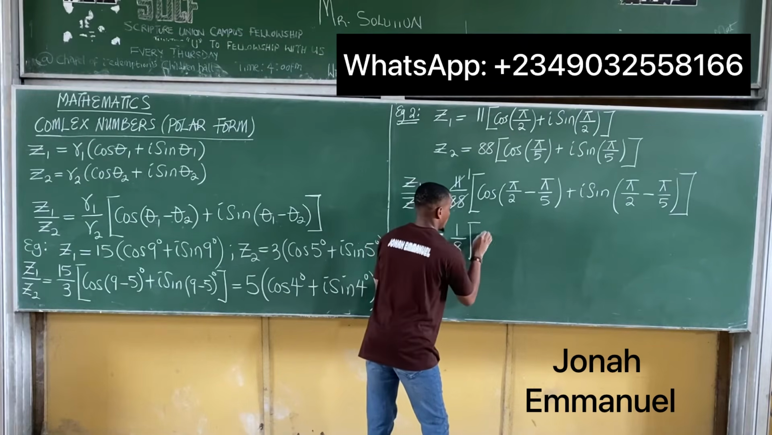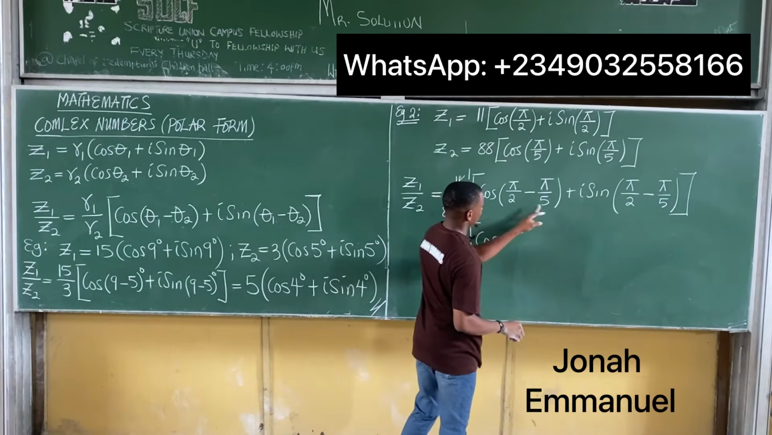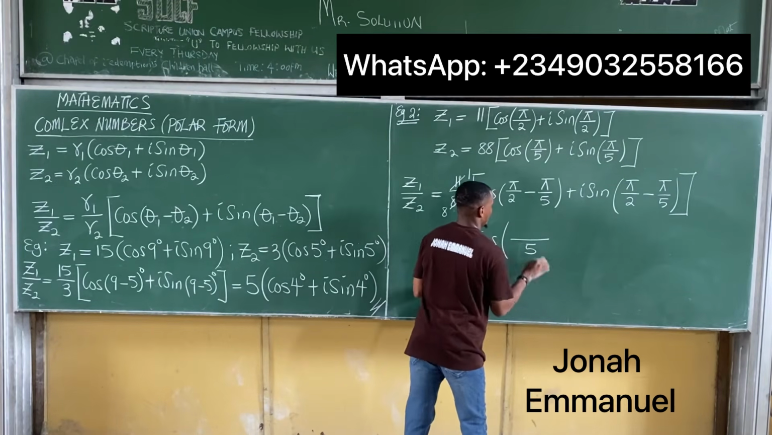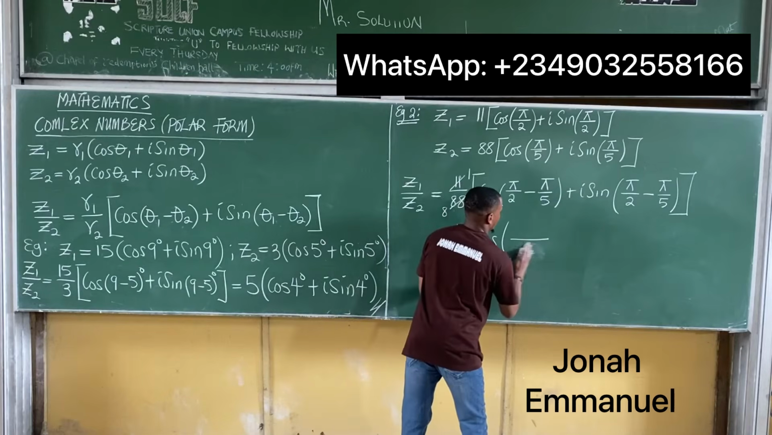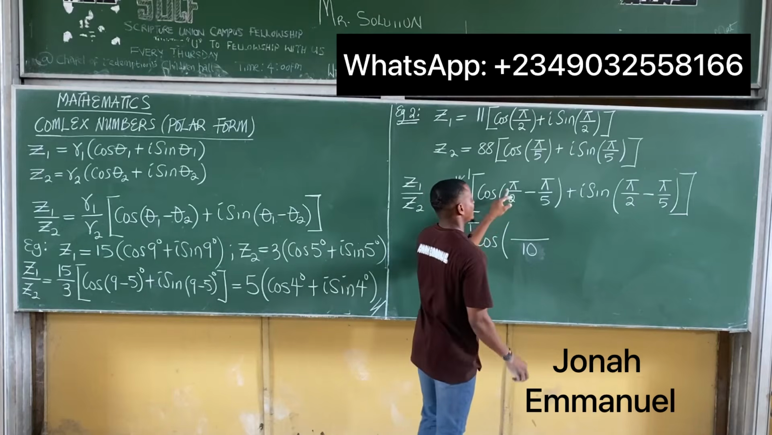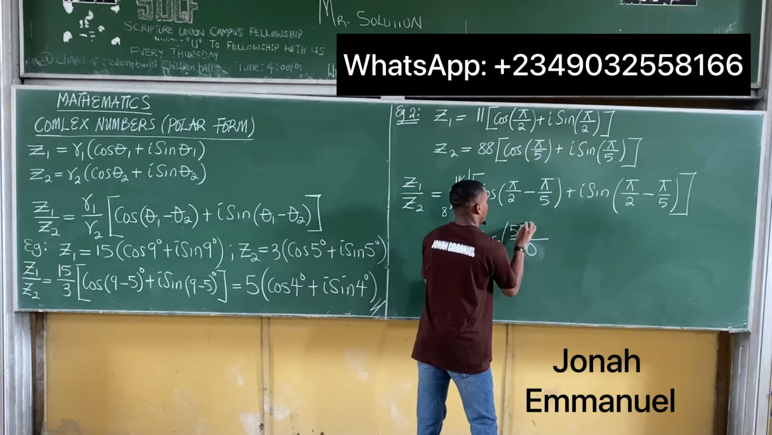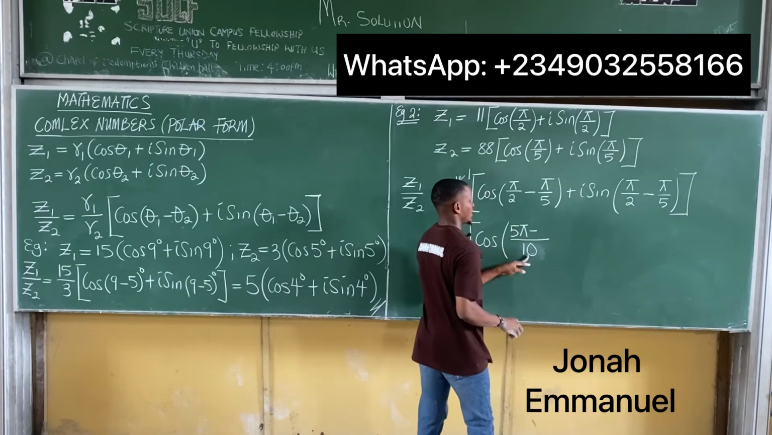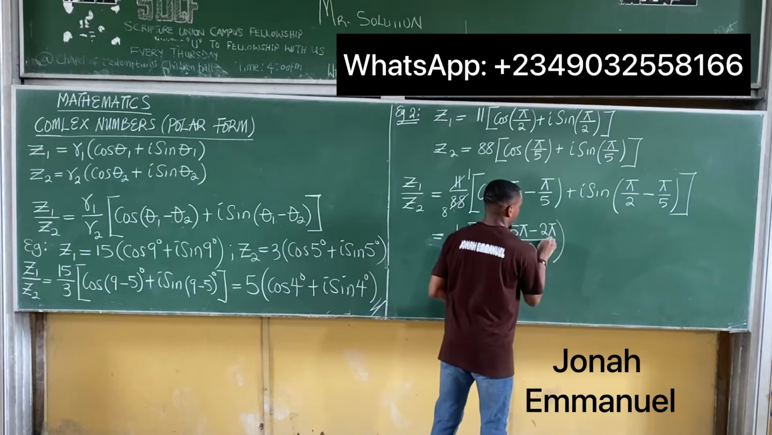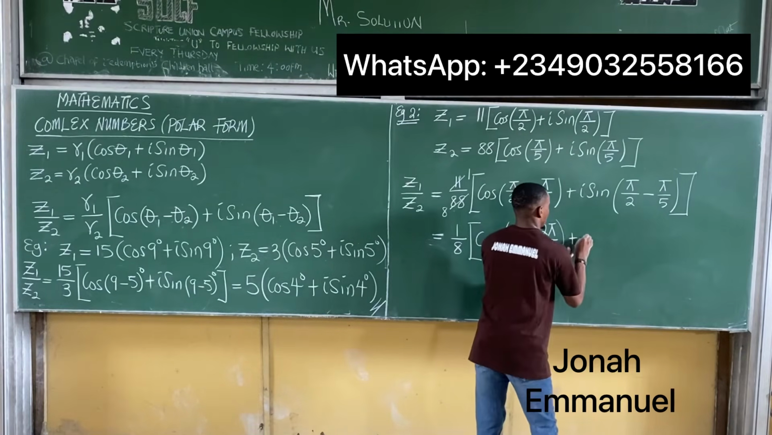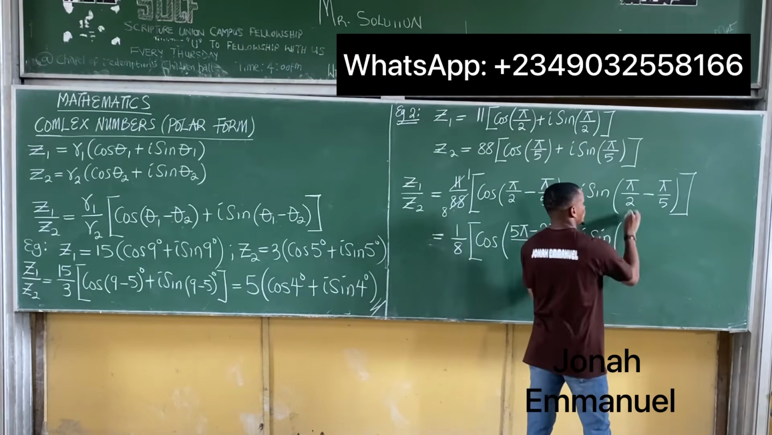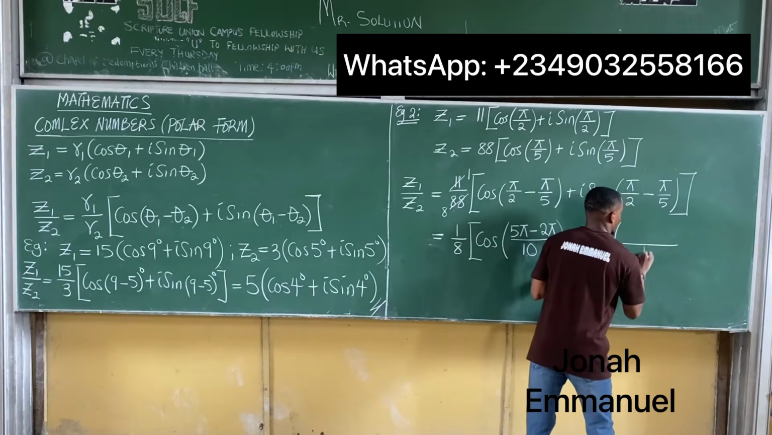Into, I have this as, take my LCM here. The LCM of 2 and 5 is 10. So 10 divided by 2 is 5 times pi is 5 pi, minus 10 divided by 5 is 2 times pi is 2 pi. We have this one here, plus i sine, we have this one here. The LCM of 2 and 5 is 10.